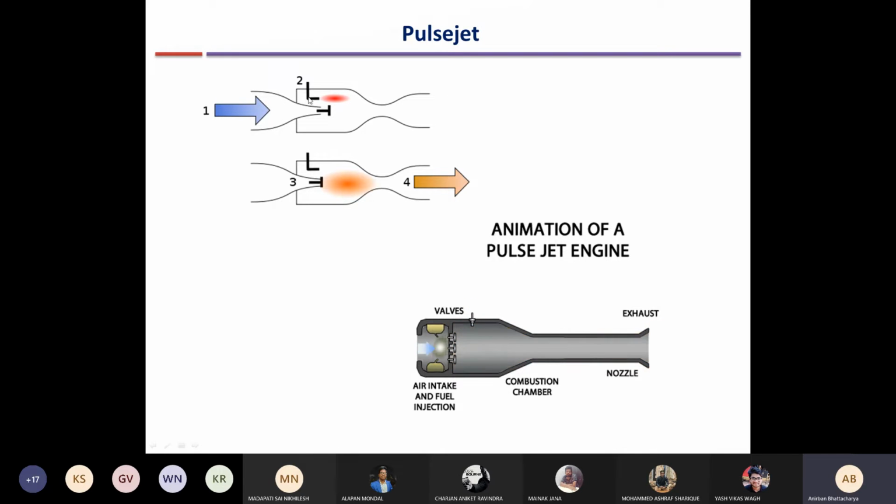What will happen? The valve will close, and during the combustion itself, this region is very narrow, like a constricted area. So it is like combustion in an enclosed area, like an IC engine. The pressure will increase during the combustion. It is more like constant volume combustion. So pressure will increase, and that can be used for expansion in the nozzle. So they are very suitable for low speed, like below Mach 0.5.